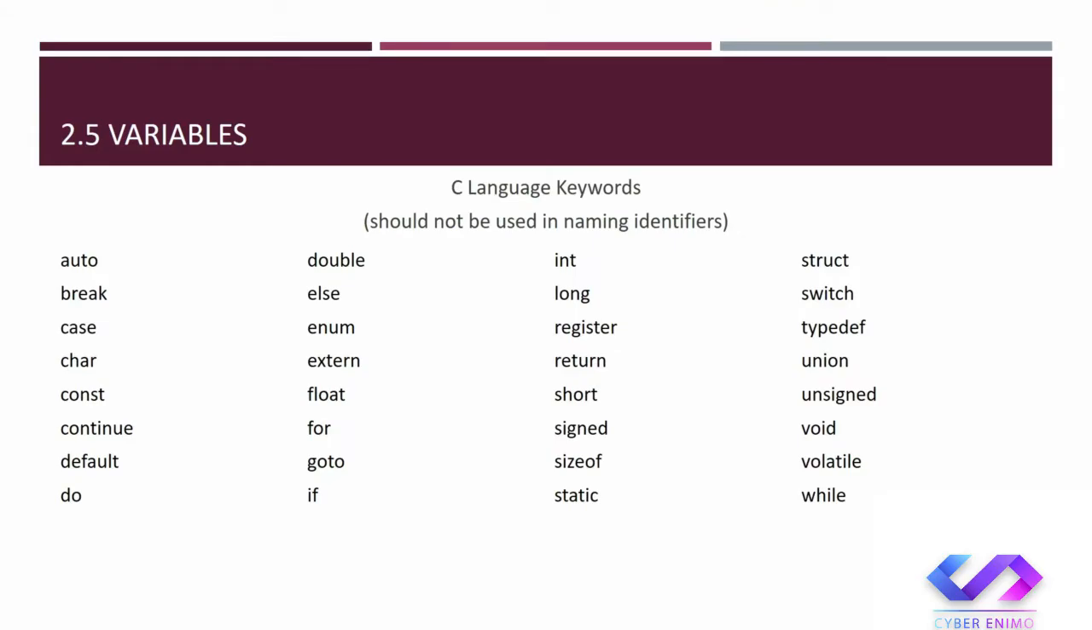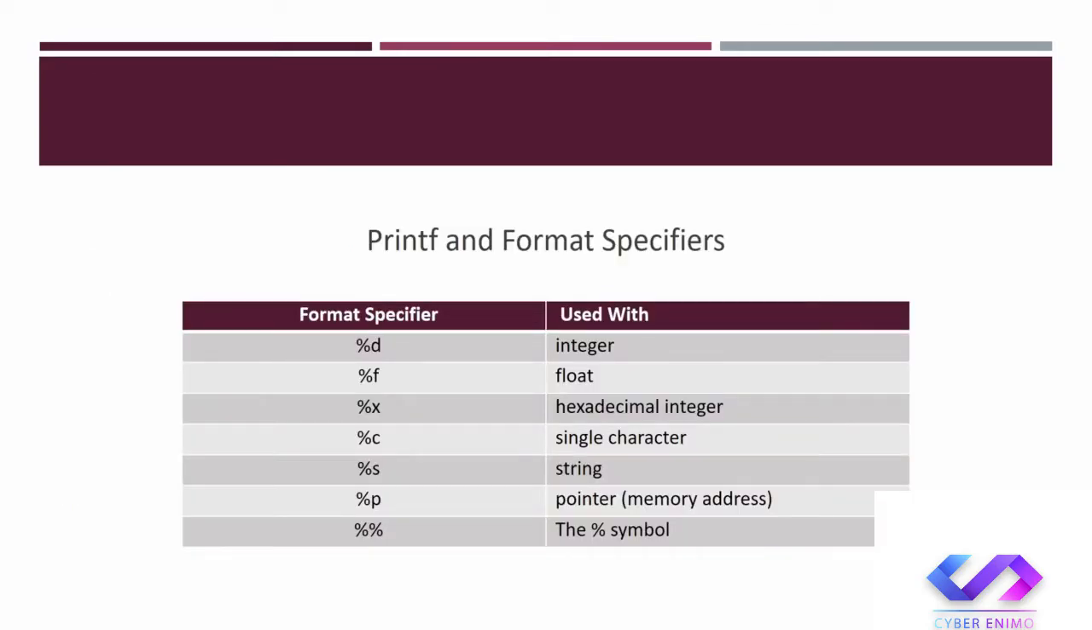This is the next slide, and it contains the C language keywords. Any of these words cannot be used as a variable name. Finally, I want to talk about printf and format specifiers. Format specifiers used with printf get substituted with variable values. Different variable types will need different format specifiers.